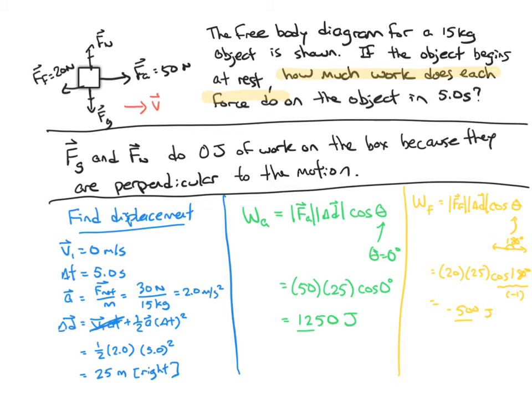So in example 1, we had an angle of 90 degrees. That's the normal force and gravity, so 90 degrees to the motion. That makes 0 joules of work. We had an angle of 0 degrees. The applied force is in the same direction as the motion, and that gave us a positive amount of work. And for friction, the angle is 180 degrees. It's in the direct opposite direction of the motion, and that gives you a negative answer for work.